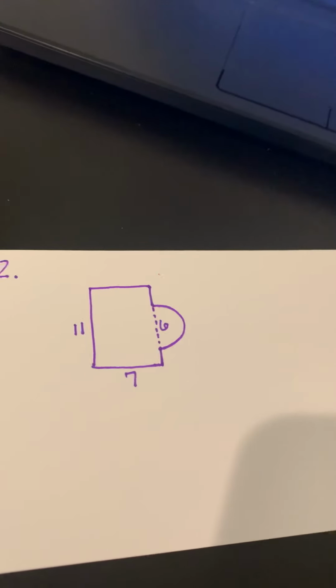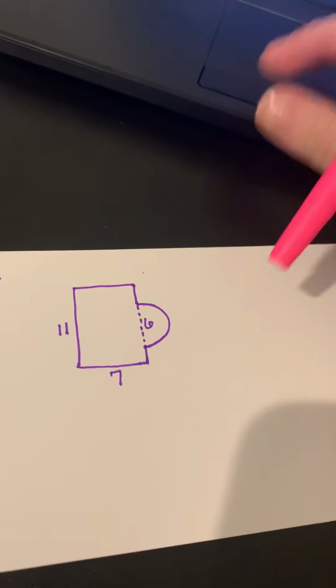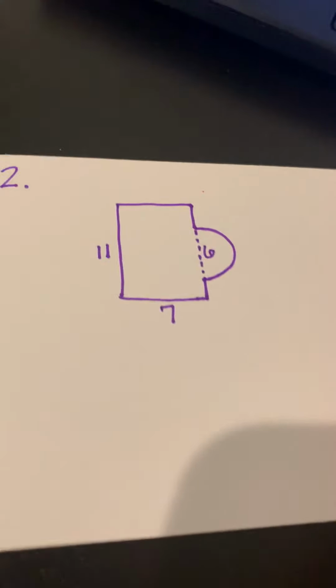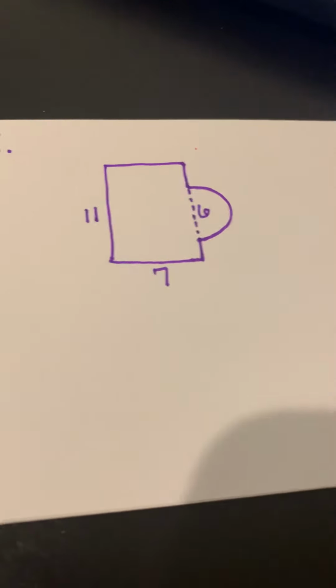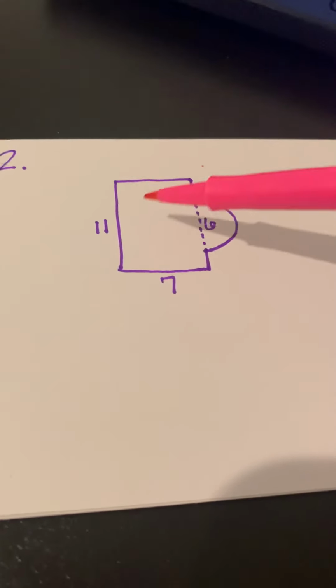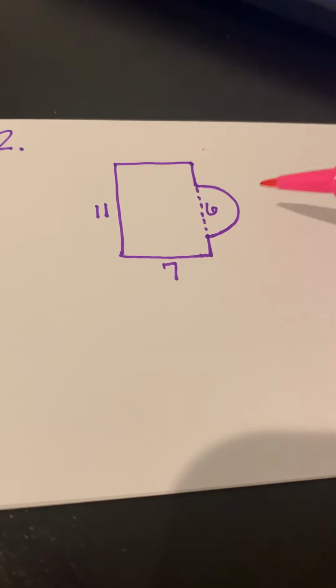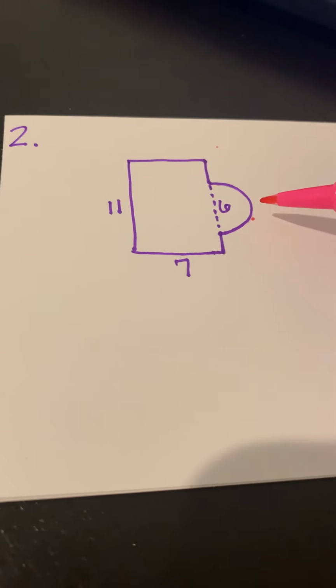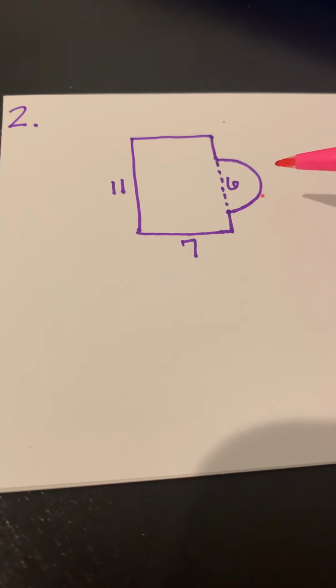All right, so this video is to help get you started on the composite area with addition and subtraction assignment. With composite area, we're either adding polygons together or subtracting polygons from each other. Looking at number 2, we have a rectangle here with a semicircle attached to it. Semicircle is just another word for half of a circle.